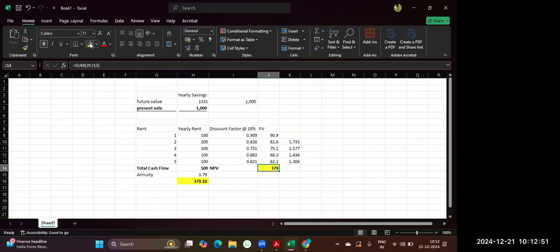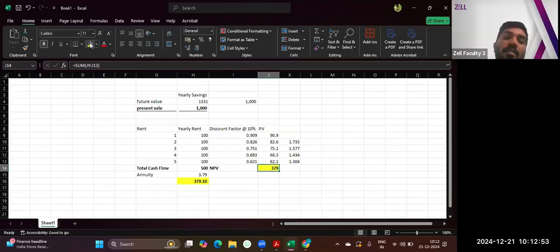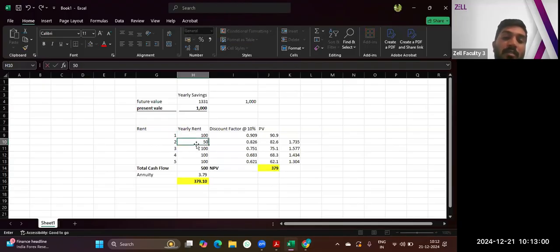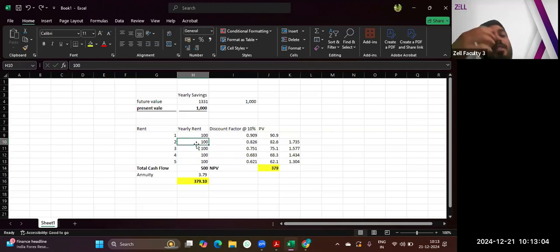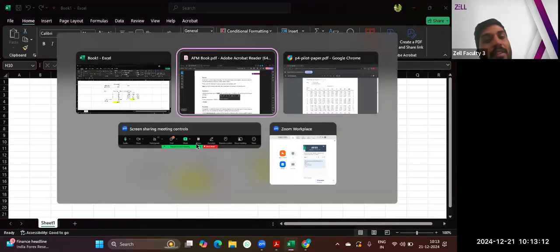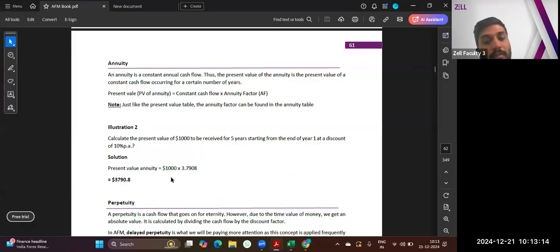Yes, sir. That means when you have the same cash flow repeated, you can apply the annuity formula. You cannot apply it when in 1 year you have 100, then you have 50, then 200, 20. No. When there are unconventional cash flows, that means the cash flow is not constant, you cannot apply an annuity. Clear, everyone? Anyone has any doubts still here? No, sir.